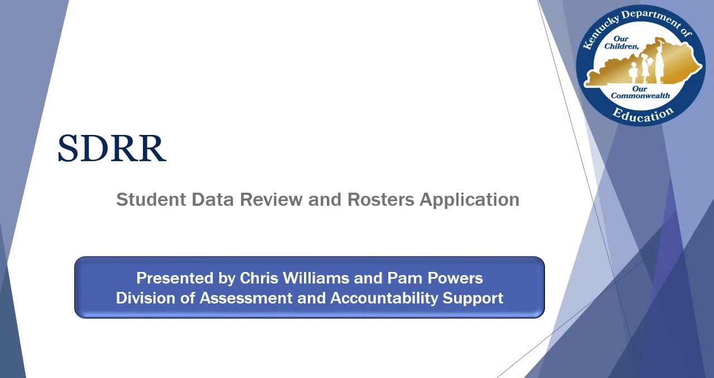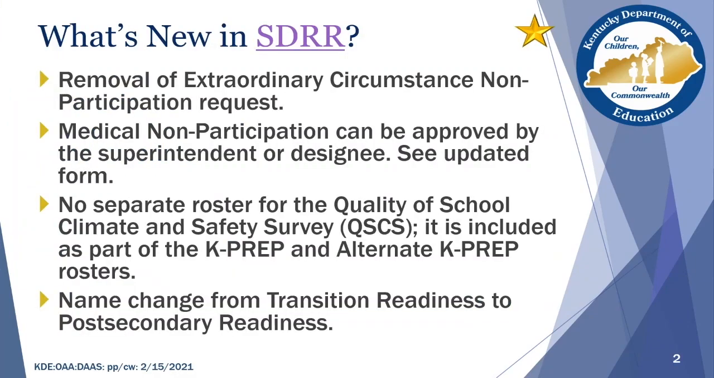So what is new this year? For those that have used the Extraordinary Circumstance form in the past, you will need to be aware that the U.S. Department of Education says that this form can no longer be used. Most of the entries made on the Extraordinary Circumstance form will be able to move to the Medical Non-Participation form. The Medical Non-Participation form has been updated to include a signature from the superintendent or designee in place of a doctor's signature. More on these forms in a moment.